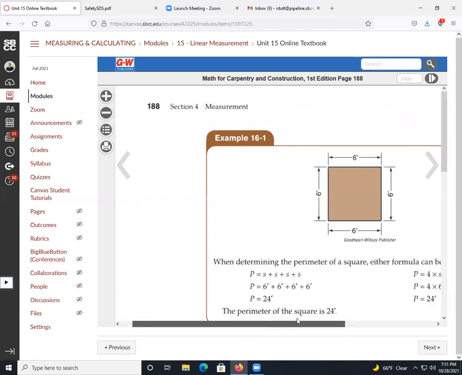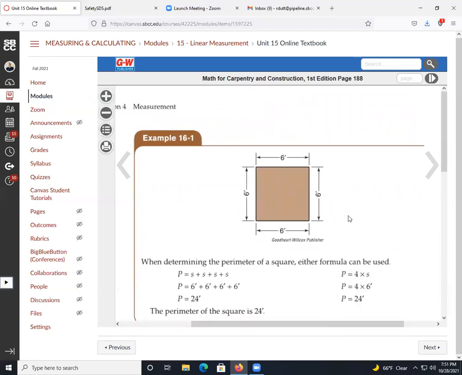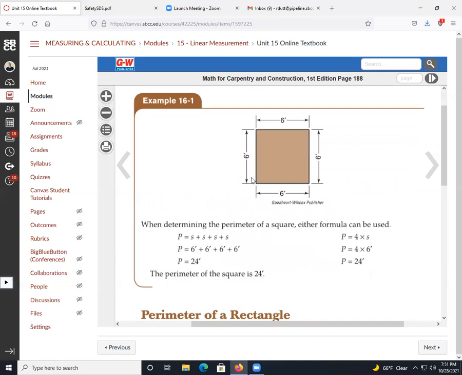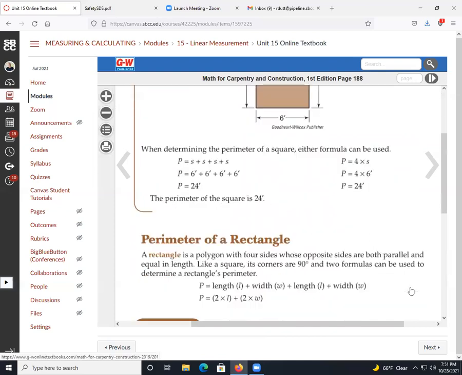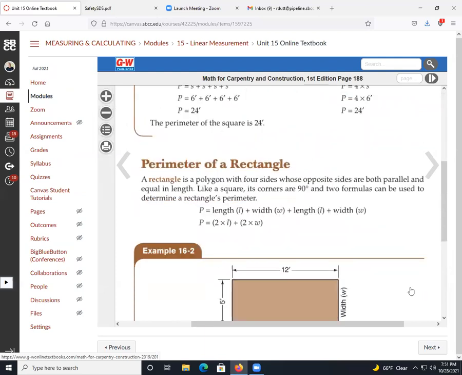Rectangles. Well, okay, so here's an example of a square that's 6 foot on a side. You could add up all 6 feet for 24, or just do 4 times 6. The perimeter of a rectangle is a polygon with 4 sides whose opposite sides are parallel and equal in length.